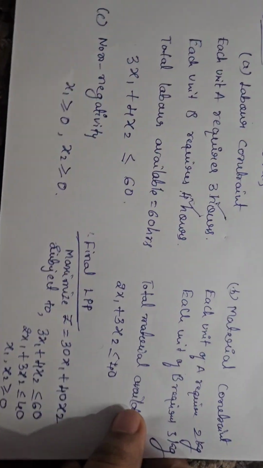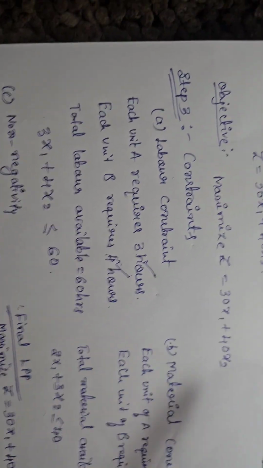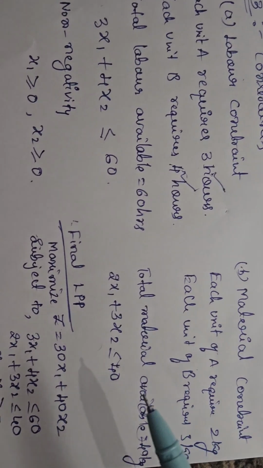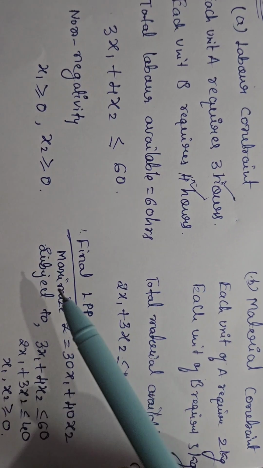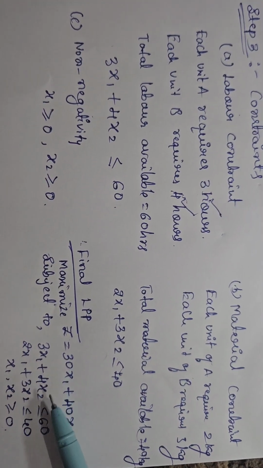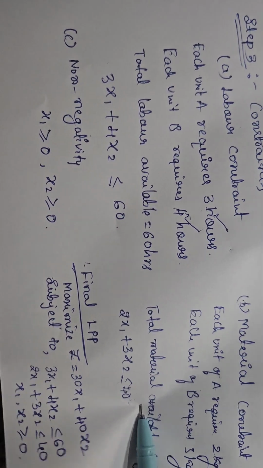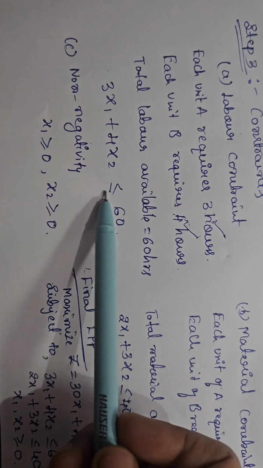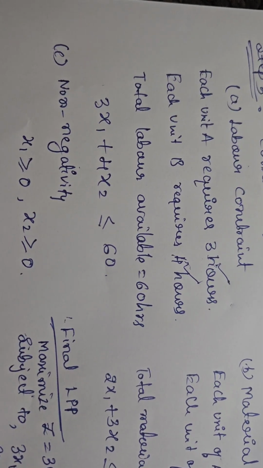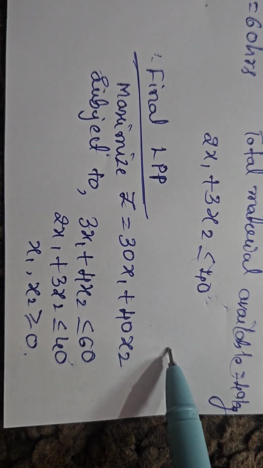Then we can finally form the LPP formulation. How? Maximize, and we write the objective function, that is z equals 30x1 plus 40x2. After that, subject to the constraints, that we need to write here. 3x1 plus 4x2 less than or equal to 60 total. Then the material constraint, that we need to write here. Then non-negativity: x1 is greater than or equal to 0, x2 is greater than or equal to 0. That we need to write last. That's all. This is the formulation of the LPP.